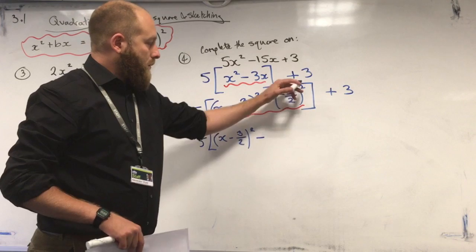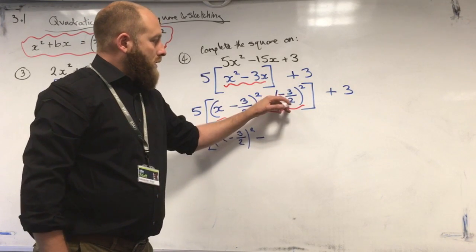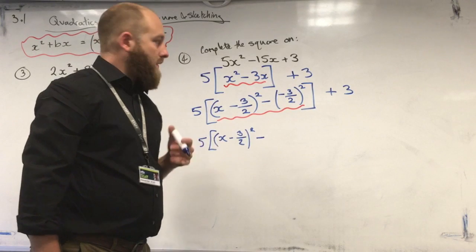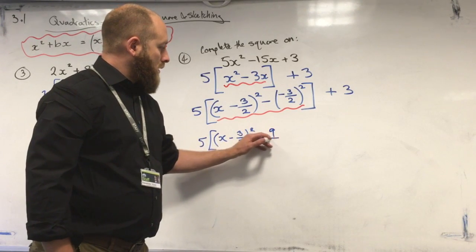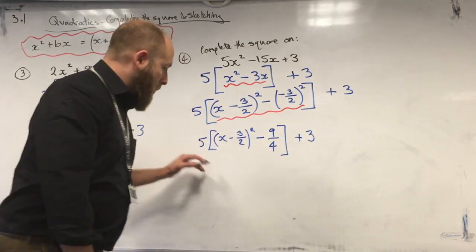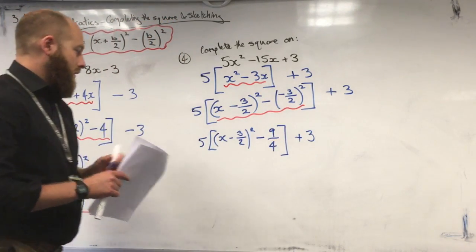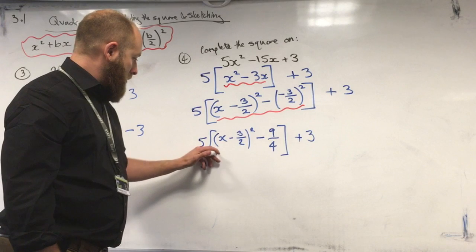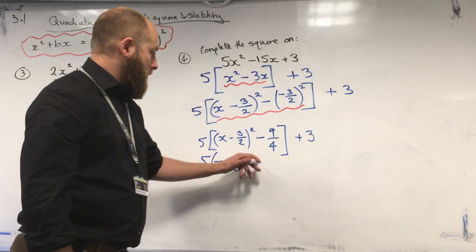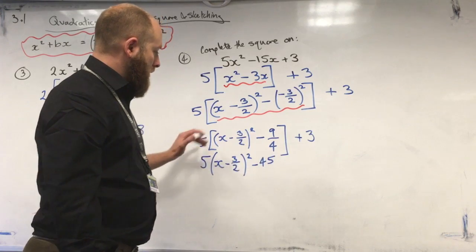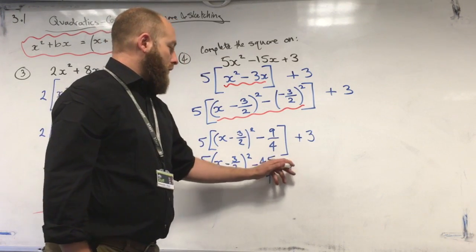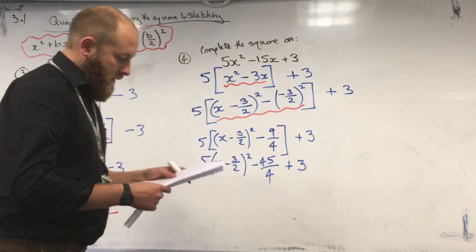So 3 over 2 squared is going to be 9 over 4. Squaring the minus sign makes it positive, and then times it by minus makes it negative overall. Now we can times through by 5. So 5 times 9 over 4 is going to be 45 over 4, and then plus 3.